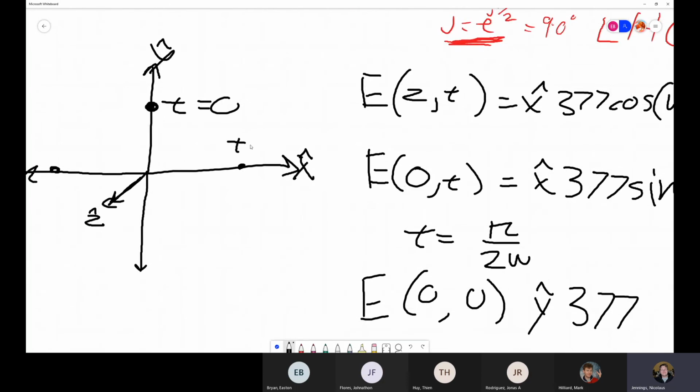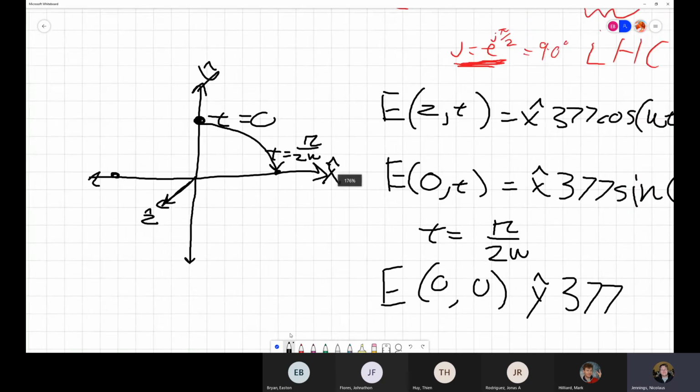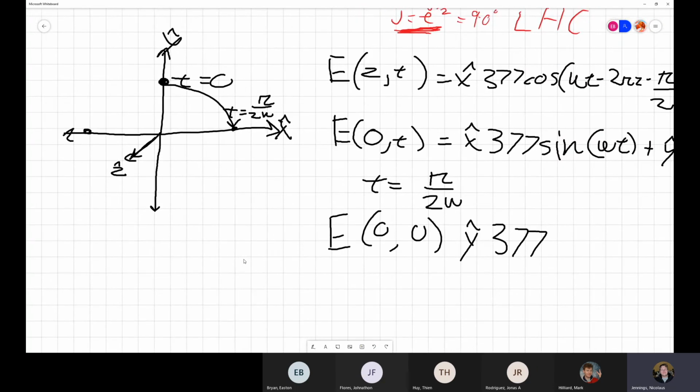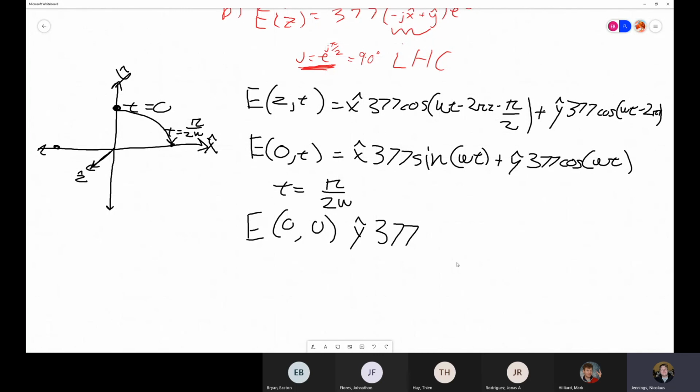This is at time equals 0. This is then at time equals, what is it, pi over 2 omega. And you draw a line that goes from here to here. You see that you have to use your left hand to curve in that direction. And it just all works out. That's how you determine it's left hand circularly polarized. I know the way I described it was so bad, but this worked for me on my exam.